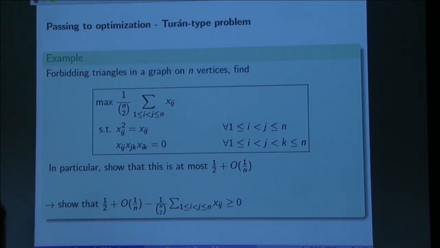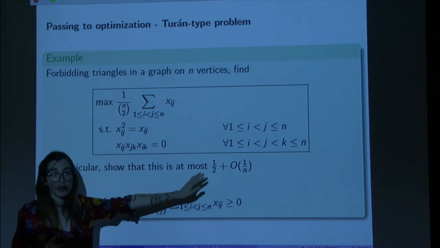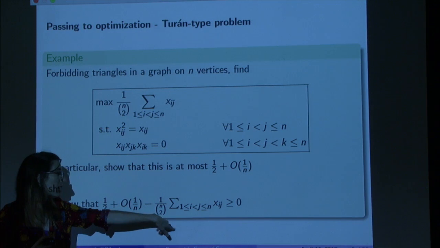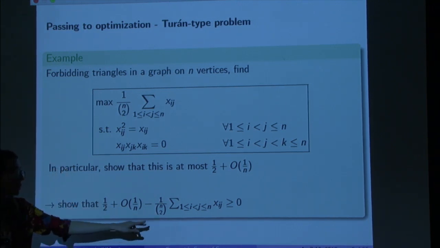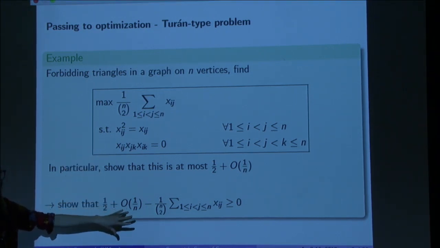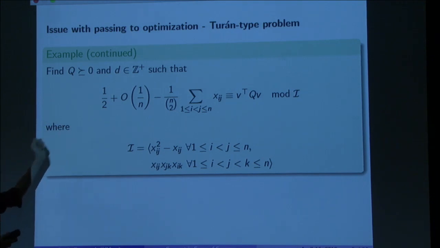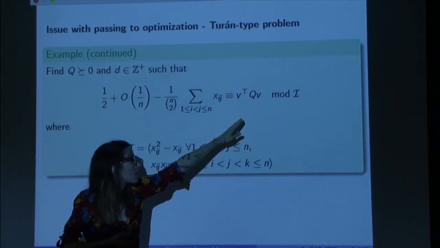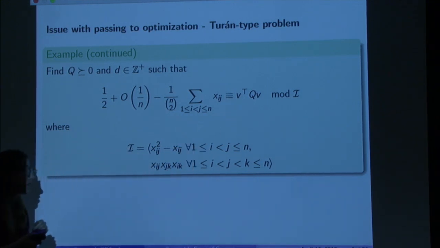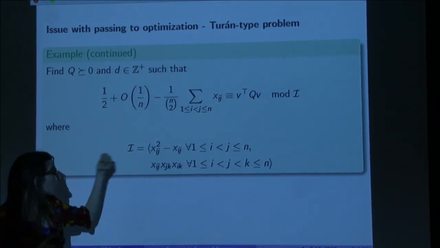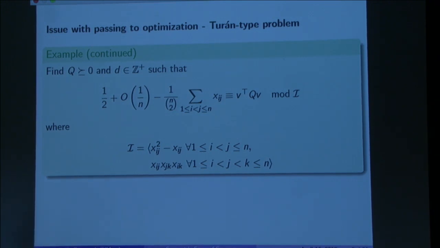Okay, so if I want to get Mantel's theorem, I should show that this is at most 1/2 plus some level of error that goes away as n goes to infinity. Well, that's the same thing as showing that 1/2 plus that little error minus my edge density is greater or equal to 0. So I'm really trying to certify non-negativity. So I can always think of optimization as showing non-negativity and vice versa. So I want to show non-negativity whenever these polynomial equations hold, so I can do sums of squares modulo an ideal. So I want to find some positive semi-definite matrix Q and some degree D, such that I can write this as a sum of squares modulo my ideal, where my vector V here will be a basis of the elements of degree at most D of my quotient ring. And so my ideal is generated by the polynomials from the previous slide.